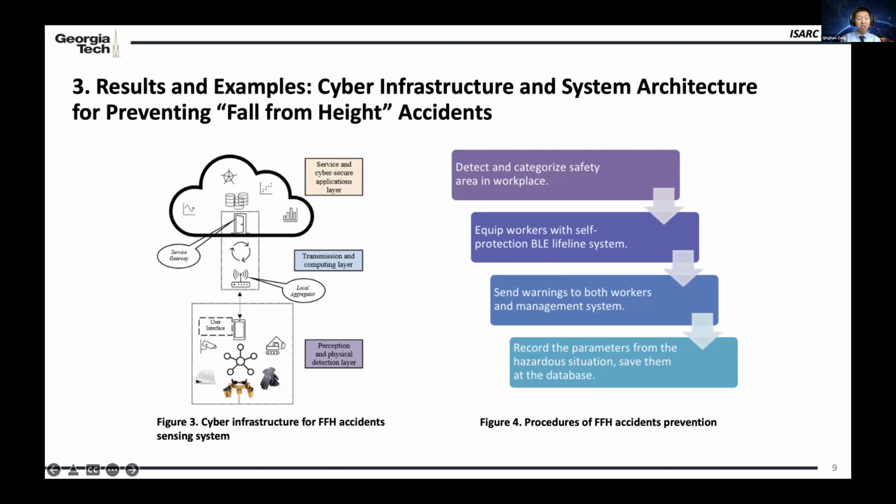As for the general procedure of this FFH accident prevention, it's concluded in the 4 steps that are shown on the right-hand side. The first step is to detect and characterize the safety area. Then is to equip the workers with their specific PPE and also the BLE live system. Then is to send warnings to both the workers and management system if any emergency happens. The final step is to record the parameters and the hazardous situation, and store them in the database in the cloud-based system for further use.